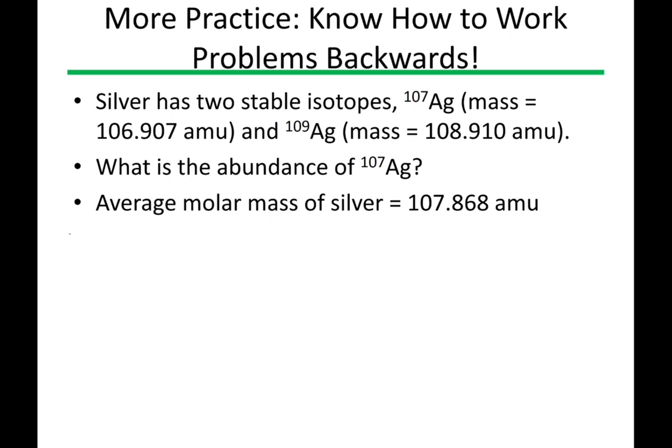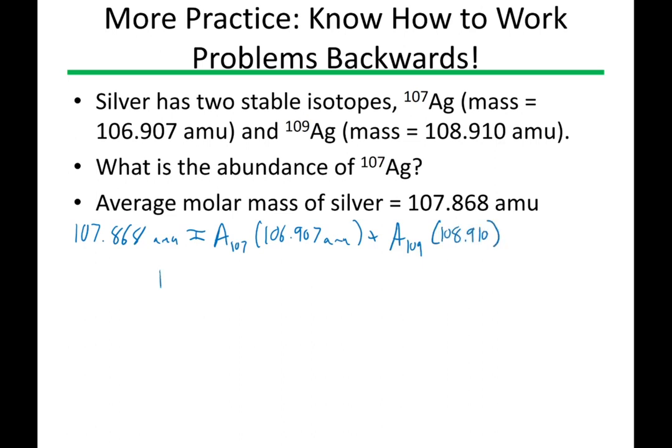So our average molar mass is 107.868 AMUs, and we know that's equal to the abundance of silver 107 times its mass, plus the abundance of silver 109 times its mass. And then our second equation, that 1 is equal to the abundance of 107 plus the abundance of 109.